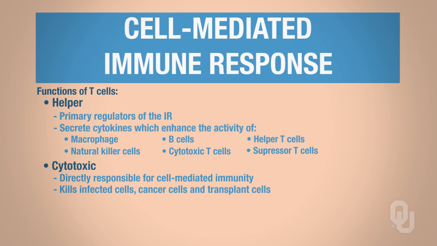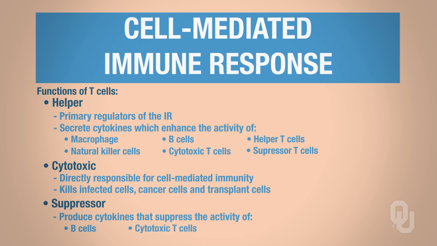Then we have the suppressor T cells. And we won't spend a lot of time talking about suppressor T cells, but they do produce cytokines. So again, these are chemical messengers that are going to suppress the activity of the B cells. They're going to suppress the activity of the cytotoxic T cells. And they'll suppress the activity of helper T cells as well. So when you think about suppressor T cells, think about these in terms of turning off an immune response. Our main focus here is going to be on the helper T cells and the cytotoxic T cells.